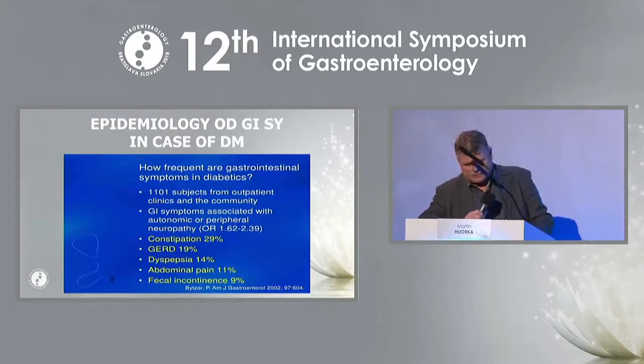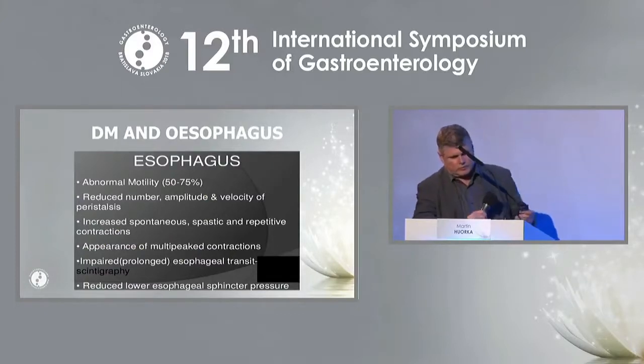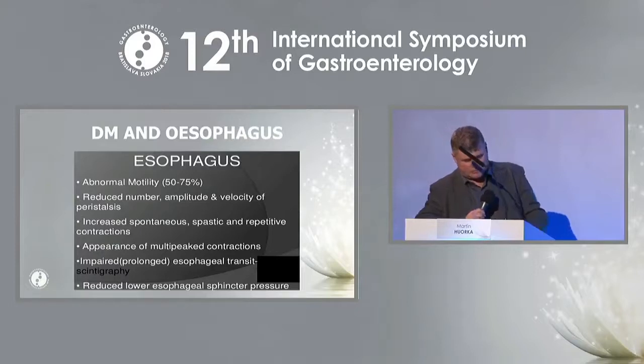How frequent are these gastrointestinal symptoms in diabetes? Constipation approximately 30%, reflux disease about 20%, dyspepsia 15%, and abdominal pain and fecal incontinence about 10%. As I have shown you on the previous slide, abnormal motility of the esophagus is 50 to 75%. It means reduced number, amplitude, and velocity of peristalsis, increased spontaneous, spastic, and repetitive contractions, appearance of multi-peaked contractions, then impaired esophageal transit scintigraphy. But what is most important, as I have told you, is reduced lower esophageal sphincter pressure. It means reflux disease for the patient.